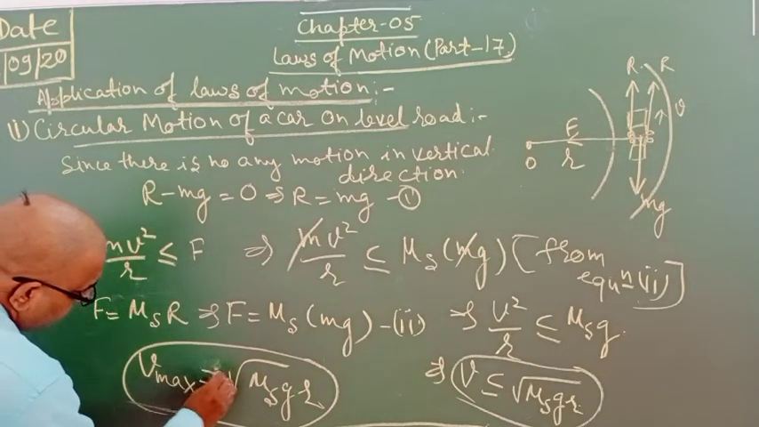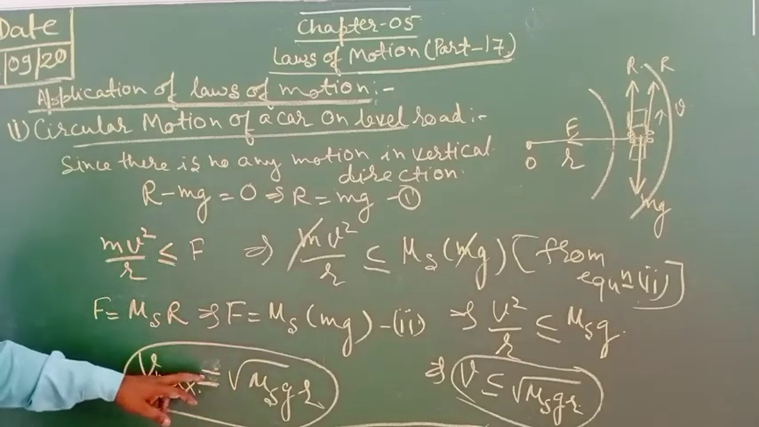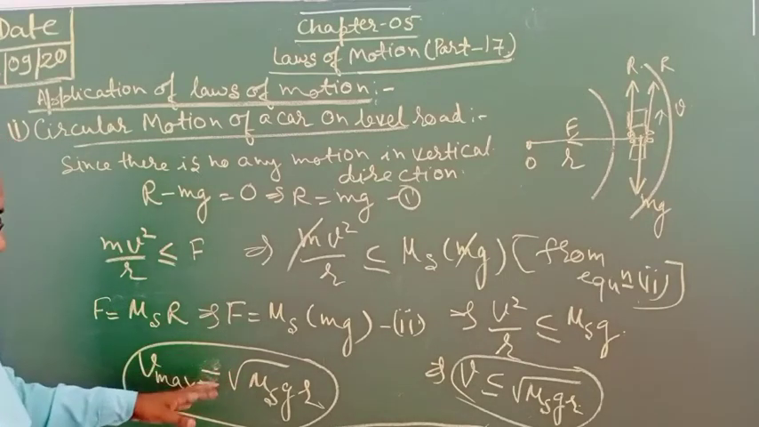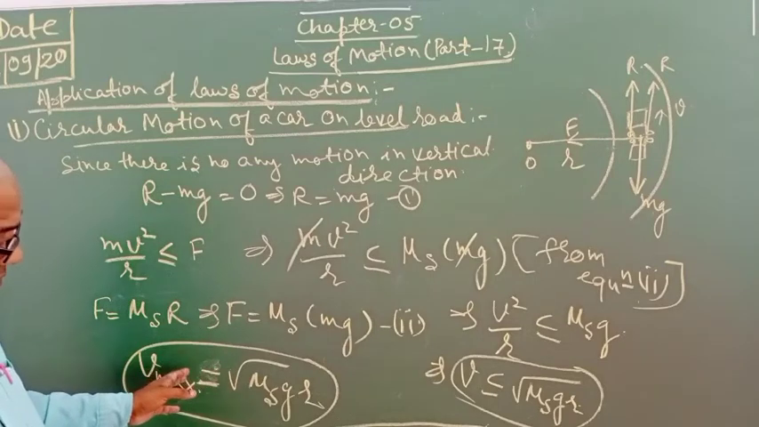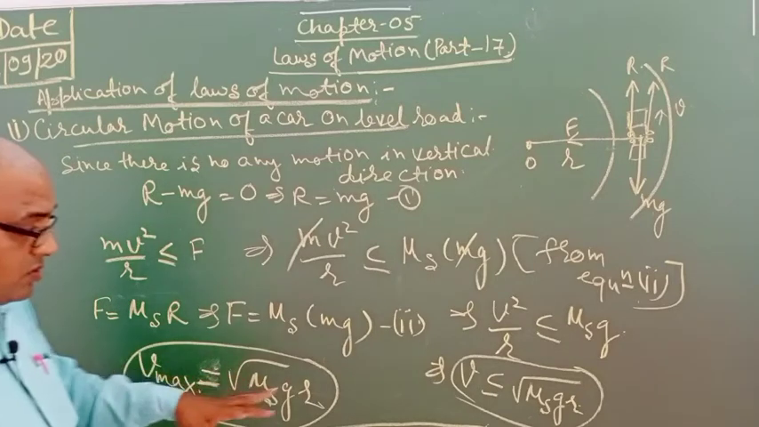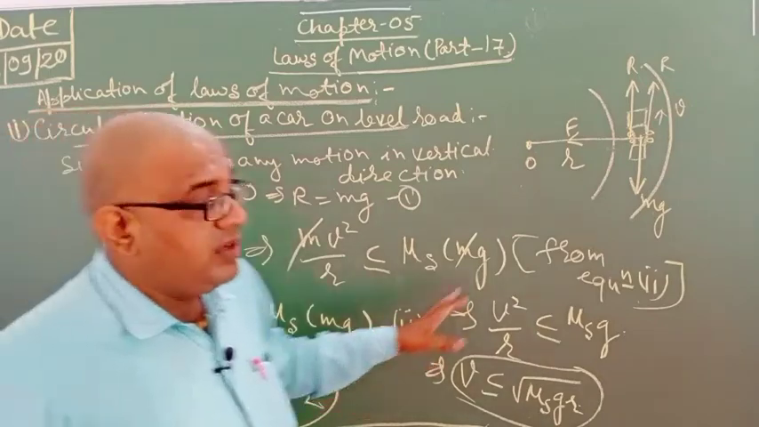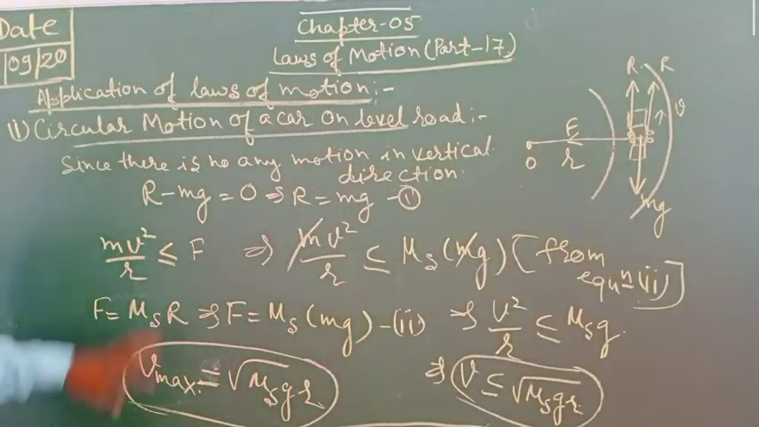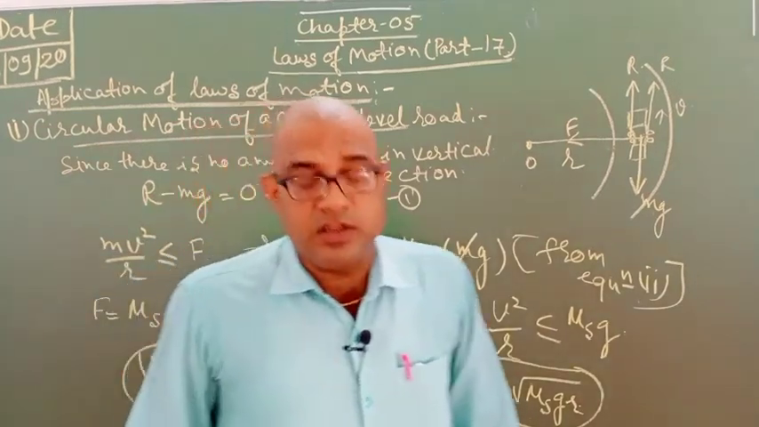Vmax is equal to under root mu s g r. This is the maximum velocity. Below this velocity it is possible for the safe turn, but above this velocity it is not possible that the car will take a safe turn on the curved path. So this is all about the circular motion of the car on the level road. Now we will discuss certain numericals based on this.